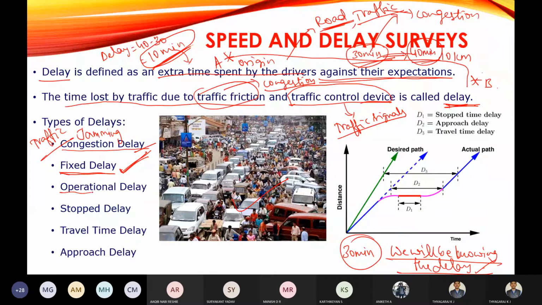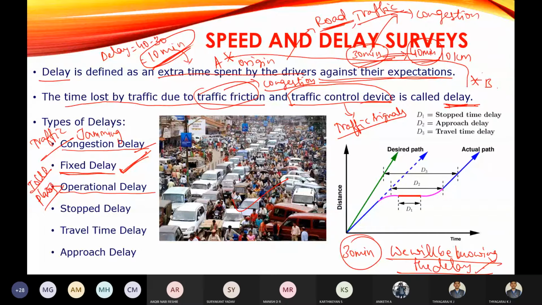Then comes the operational delay. You can expect this operational delay in the toll plazas. Nowadays the FASTag has been introduced, so you will be moving very fast in the toll plazas.